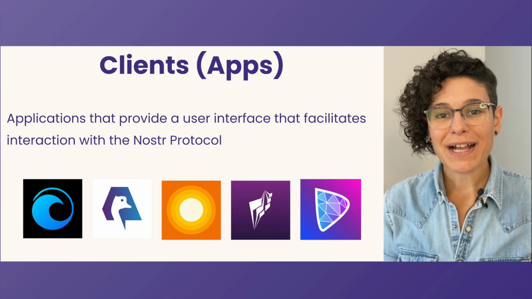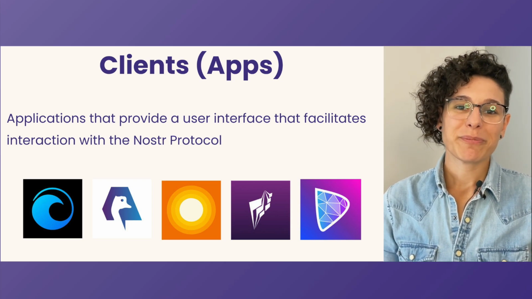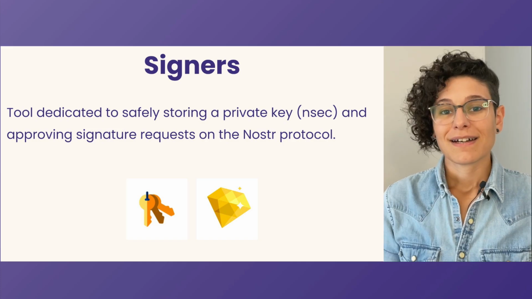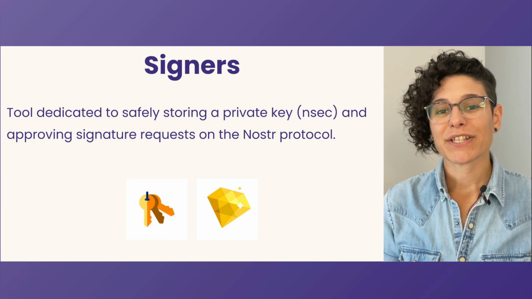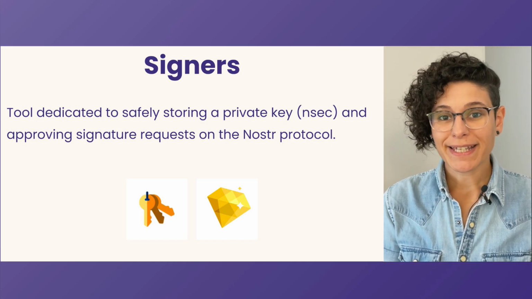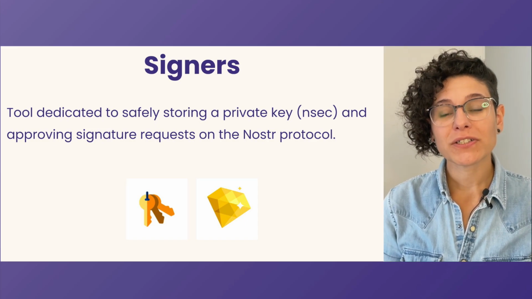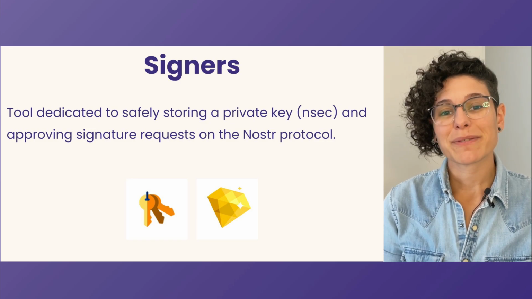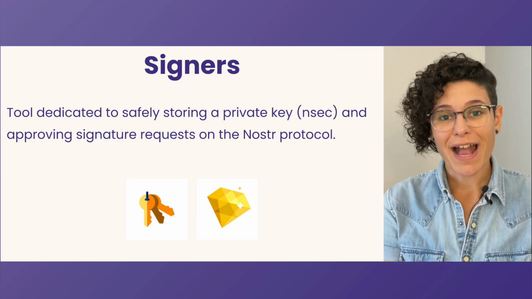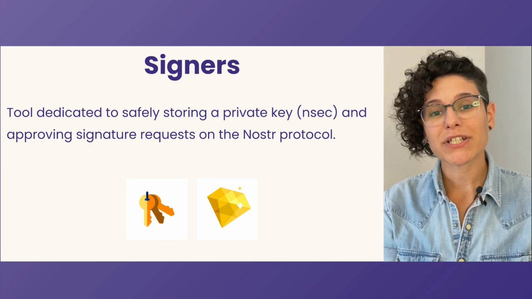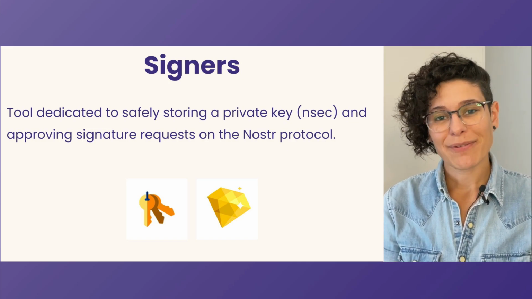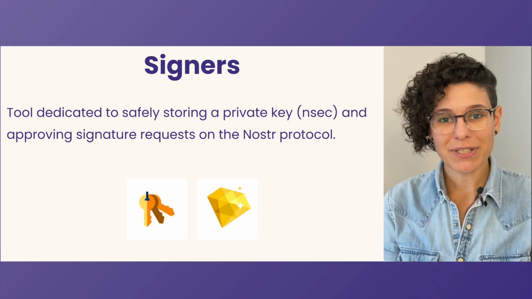There are two ways to obtain your keys. You can use a client to generate your keys or a signer app. Clients are applications that allow you to interact with the Nostr protocol. Kind of like Facebook, Instagram, and YouTube, but for Nostr. A signer app is different. It's a dedicated tool. What it does is it stores your private key and approves signature requests. That's because when you interact with the Nostr protocol, you're always asked to sign events. This means you need to give permission to the signer app to allow those events to be published on your behalf. This proves that the events came from you without anyone else being able to publish them on your behalf.